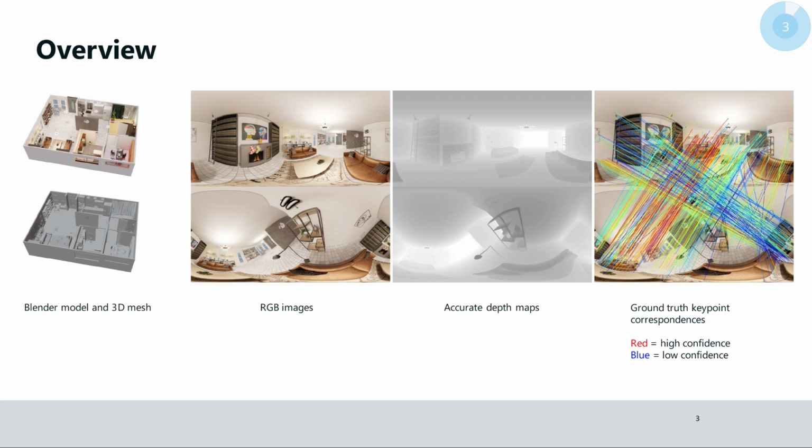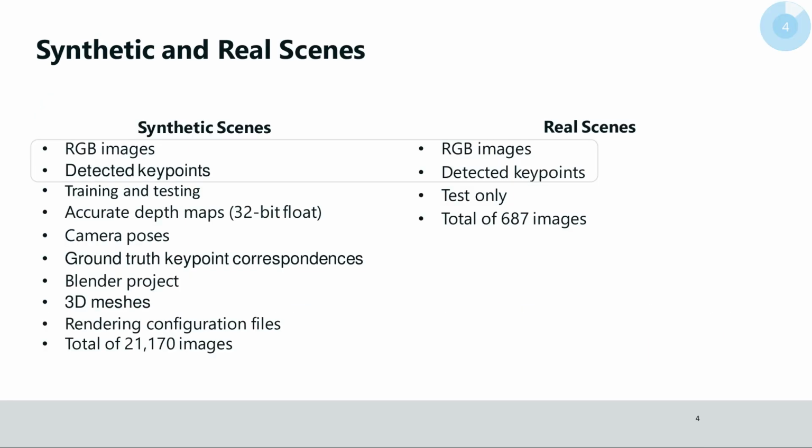Included in all synthetic scenes in SphereCraft are the Blender project, 3D mesh, RGB images, depth maps, and ground truth keypoint correspondences. Also included in SphereCraft but not shown in this slide are the ground truth camera poses and detected keypoints. Here's a summary of what is included.